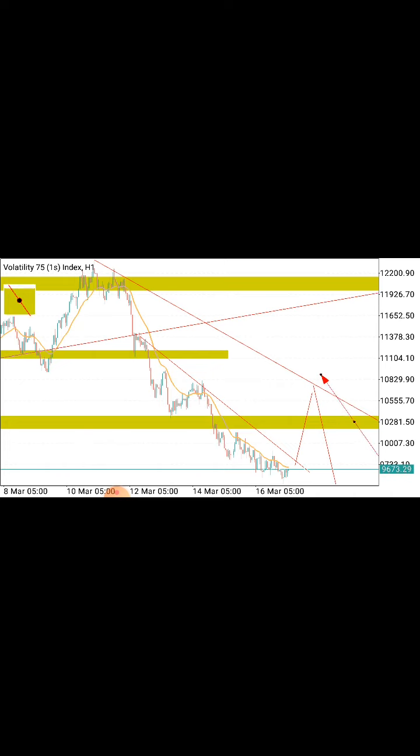So all this part will be a rejection in higher time frame. It will be a rejection. We've already seen a breakout, but this order block will be retested 3 times or 4 times, and we will see such type of rejections.